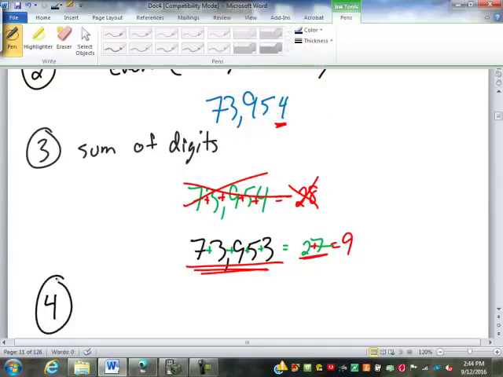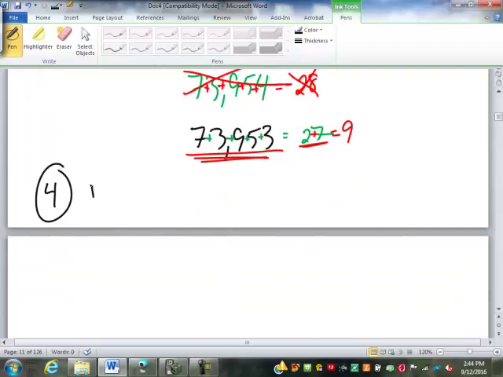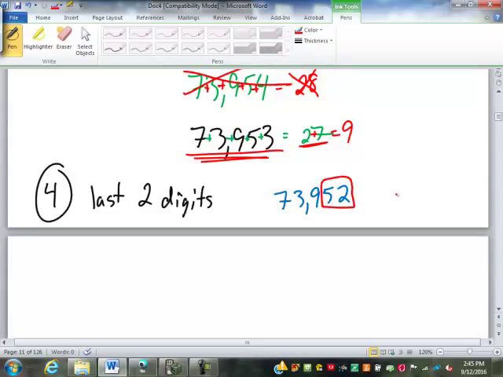To tell if something's divisible by 4, generally I don't care, because if it's divisible by 4, it's divisible by 2, and I just divide out the 2 twice. It's usually easier. But there is a rule: it's the last 2 digits. If the last two digits are divisible by 4, then the number is divisible by 4. What do I mean by that? Well, here I got 73,952. All I care about is the last two digits. Is 52 divisible by 4? Yes, it is. So that whole number is divisible by 4.